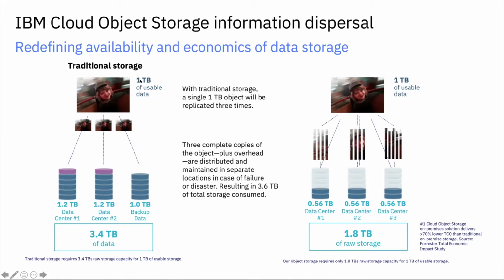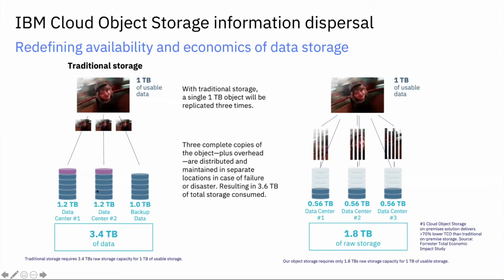And if you have traditional NAS, you're going to take that 1 terabyte file, you're going to write it to a NAS head in data center 1. So the 1 terabyte file is going to take up about 1.2 terabytes of raw capacity in primary data center. Then you're going to take that 1 terabyte file and it's going to get replicated to data center 2, whether you use an application or mirroring between the storage nodes. So right there, between the two data centers, that 1 terabyte file is already taking up 2.4 terabytes of raw capacity.